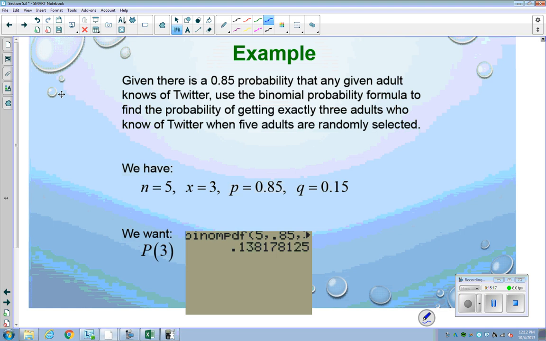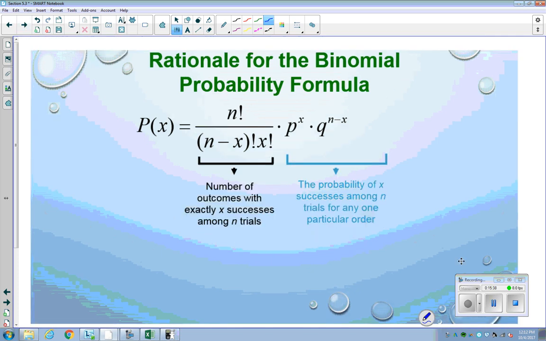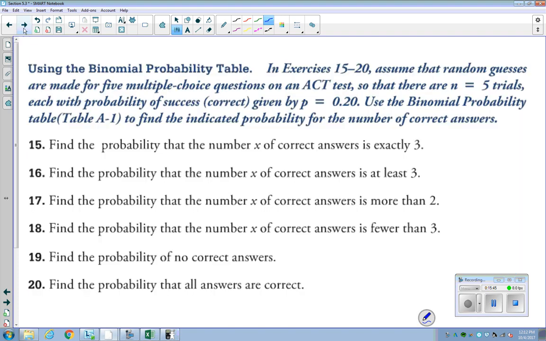And what does this tell us again? This tells us the probability of selecting 5 people and asking them, do you know what Twitter is? And exactly 3 say yes. Okay? All right, so here's the formula. We go back in, number of outcomes. It just tries to make sense of what the formula needs. And of course, we already talked about P being the success, Q being the failure. So here we go. Here are some examples. You know we were coming to those real soon.